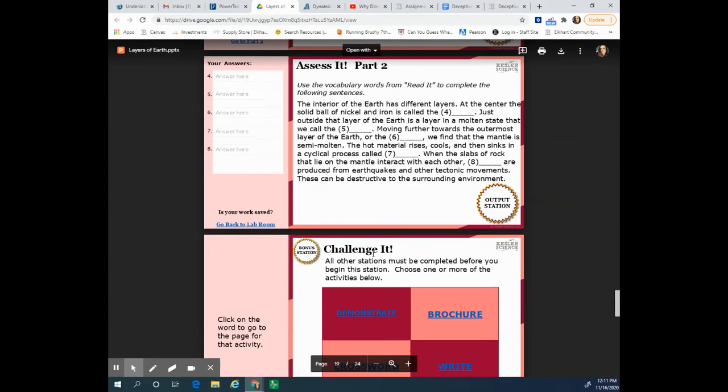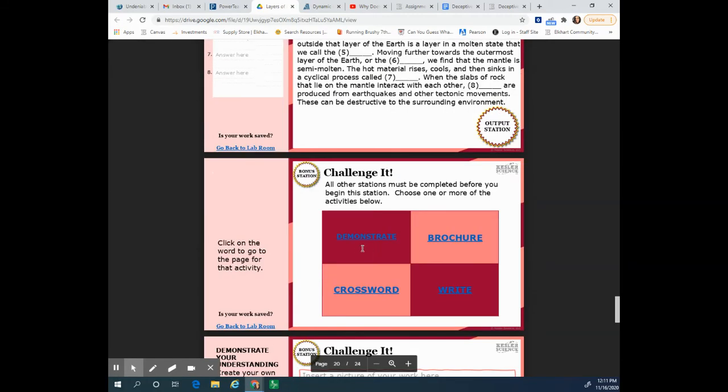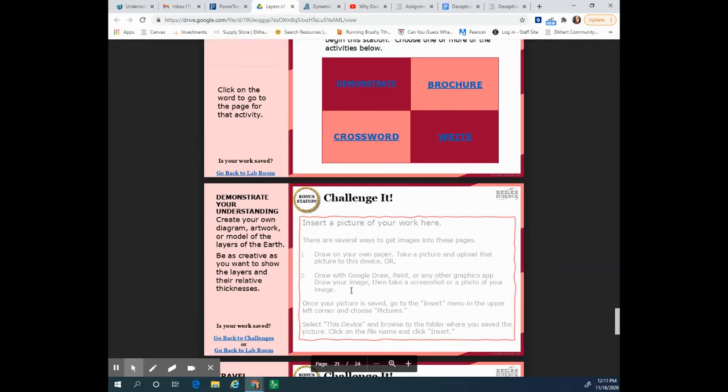All right, moving on, we're going to do challenge it. We're going to do demonstrate, brochure, crossword, and write. Okay, you're going to create your own diagram, artwork, or model of the layers of Earth. You're going to be as creative as you want to show the layers and their relative thickness. So you can do this several ways. You can draw on a piece of paper, you can take a picture and upload it that way, or you can draw on Google Draw, Paint, or any other graphics app that you might want to use.